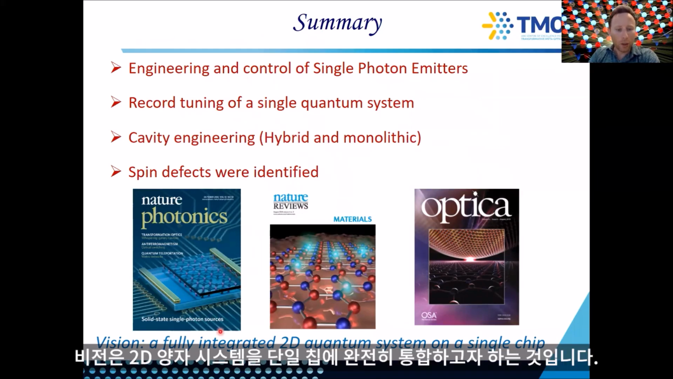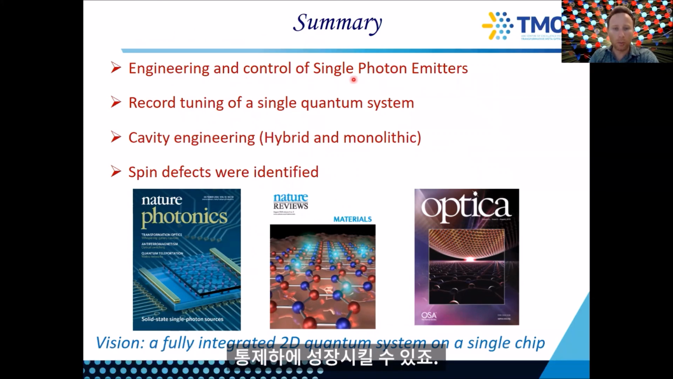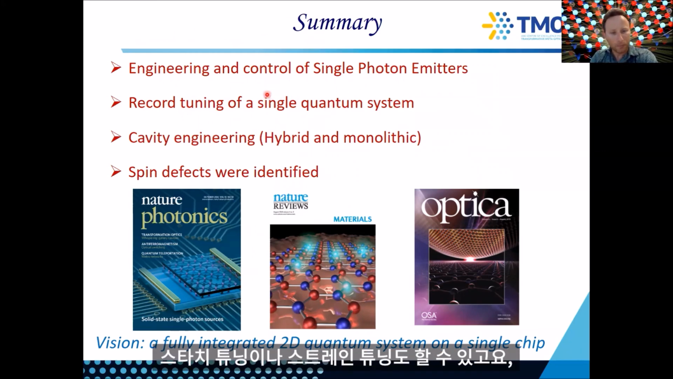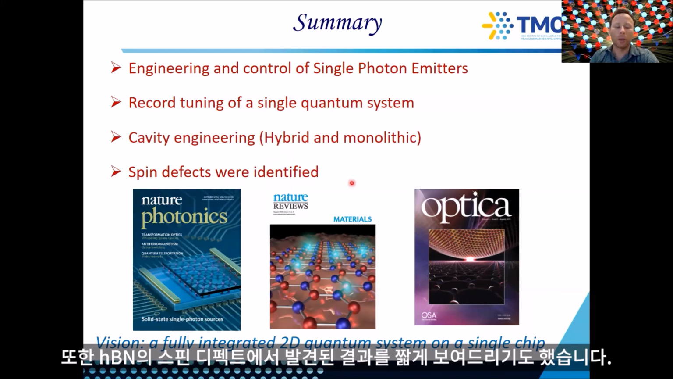So the vision is that we want to fully integrate this 2D quantum system on a single chip, and we can engineer and control single photon emitters in HBN by controllably growing them, and we can tune them, as they are amenable to Stark shift tuning and strain tuning. And we can also then engineer them in a cavity. So those are the results that I showed you with a hybrid approach where we couple these HBN emitters to silicon nitride. And I also showed you some very quick results on the recently discovered spin defects in HBN.